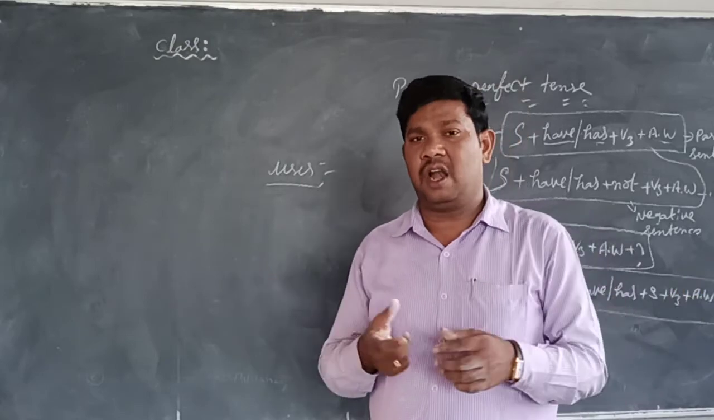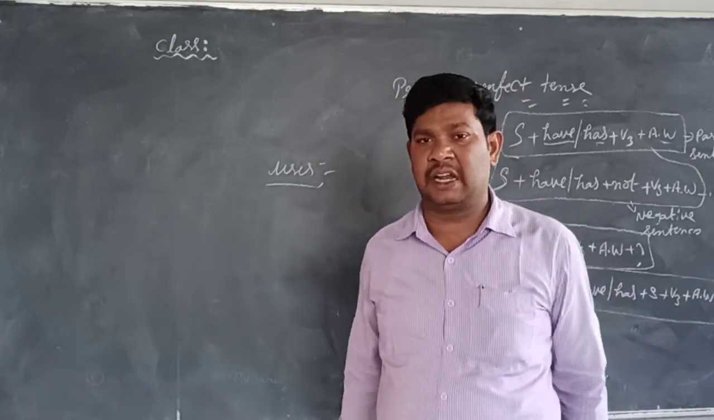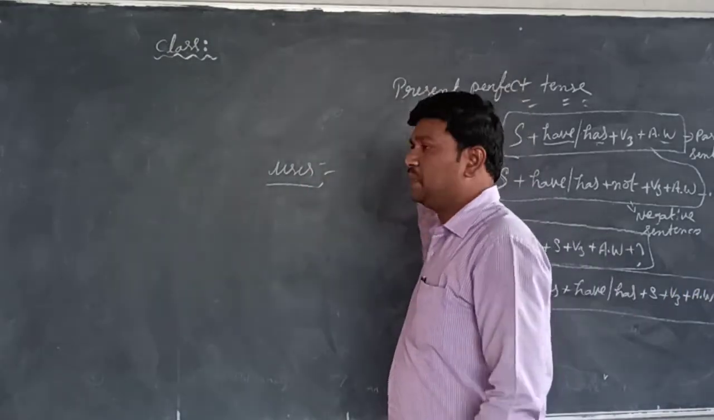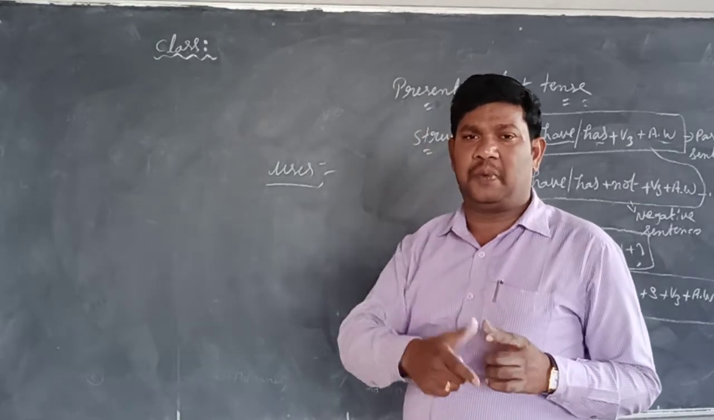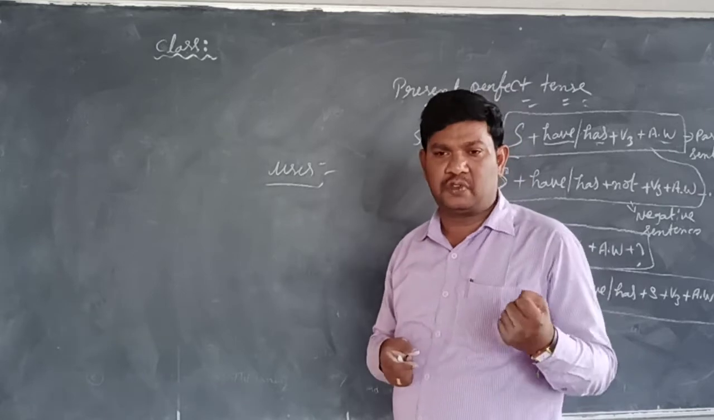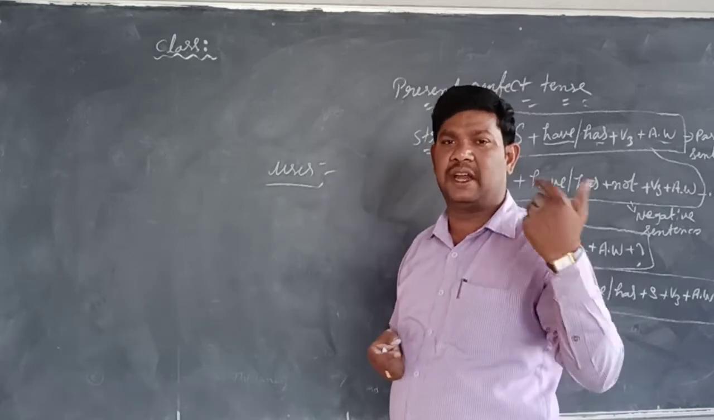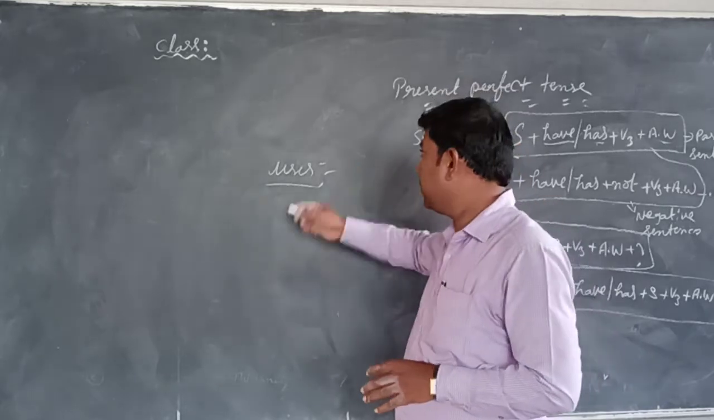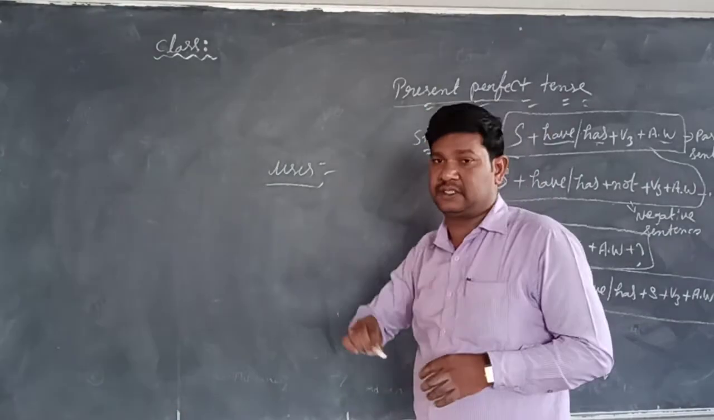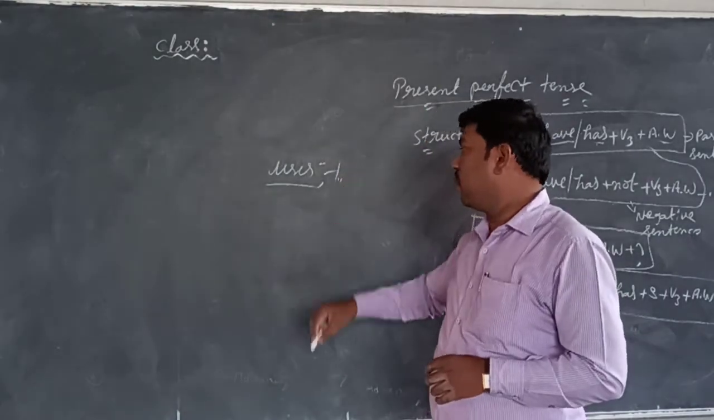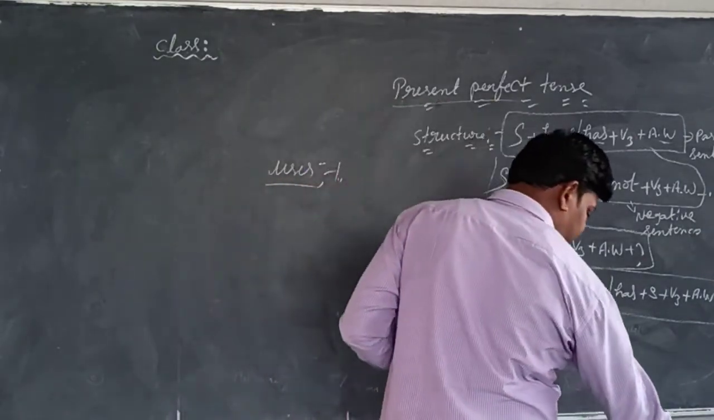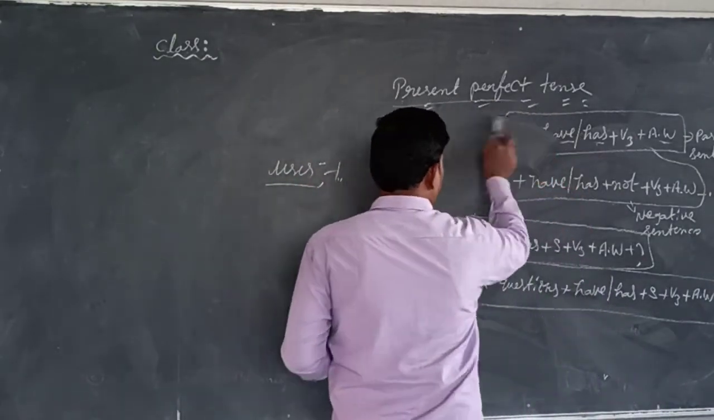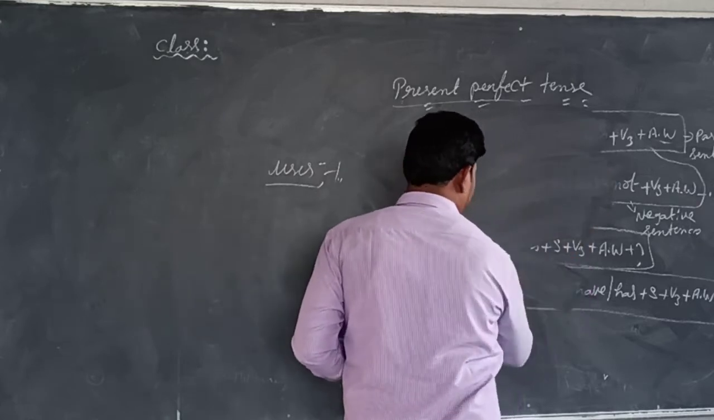Of course, all 12 tenses express an action, but this one, present perfect tense, is used to express an action which is just completed. Just now, a few seconds, a few minutes back, the work is completed, then we use present perfect tense. That is the usage 1. So, then I want to write on the board the uses of the present perfect tense.